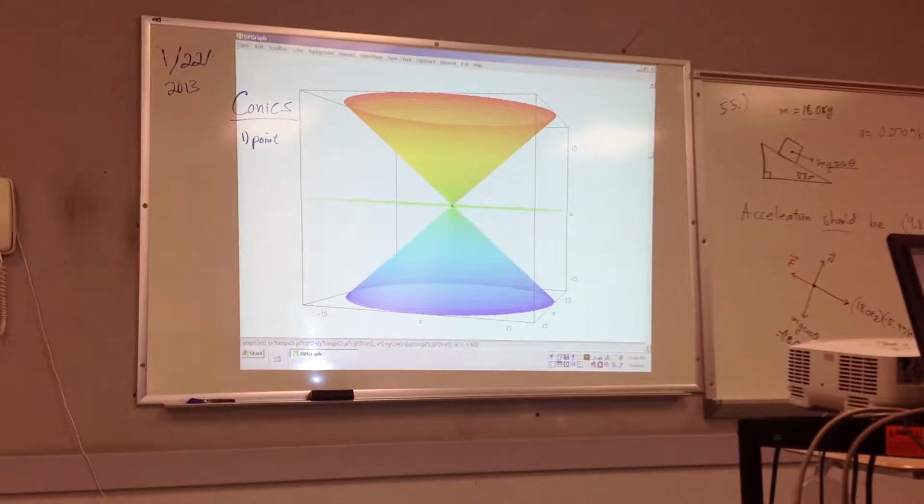Now I'm going to go back, and I want to try and get it right back along that edge. A little bit more.